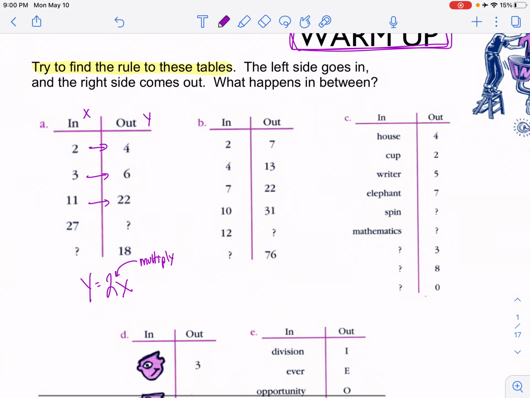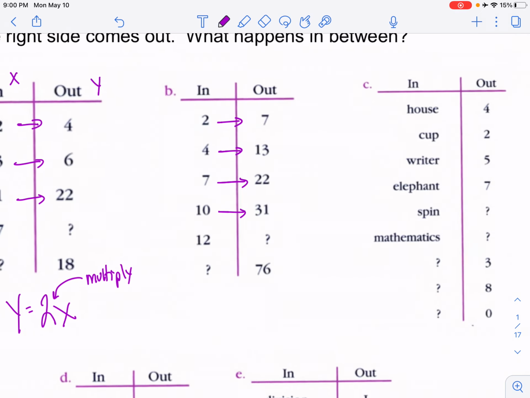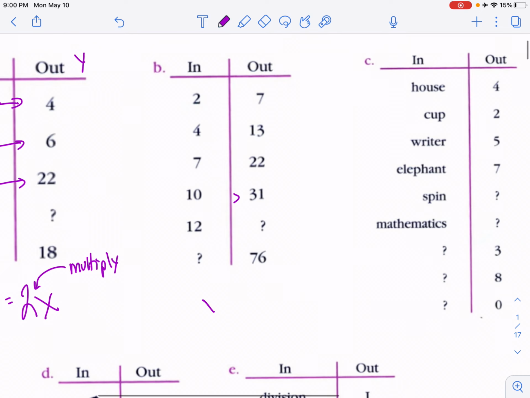Your second one, the in gets something, the out gets quite big. So what's actually happening there? You're probably going to think multiplication and then add or subtract. So you times your in values by some number to get close, and then maybe shift it up or down a little bit. What's going to get you really close is multiplying by 3. So y equals 3x.